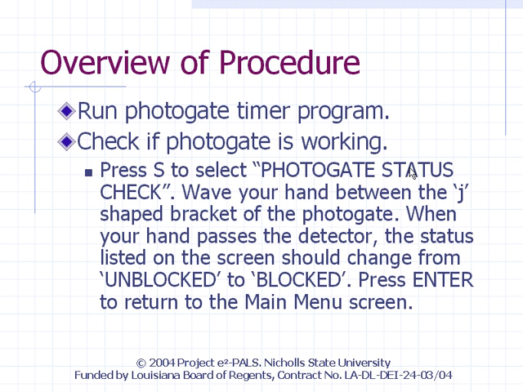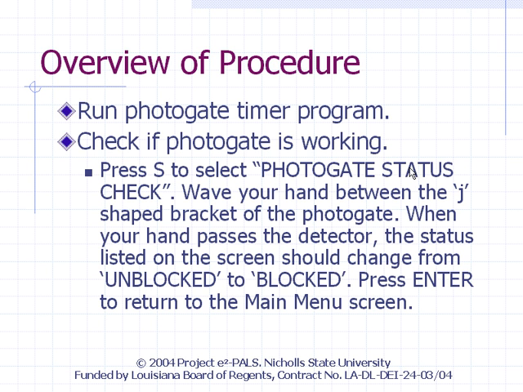Before you drop the picket fence between the J bracket of the photogate detector, first make sure that the detector is working properly and is communicating with the photogate timer program. At the main menu of the photogate timing program, press S to check the status of the photogate. It should say that the detector is unblocked. Wave your hand between the J-shaped bracket as you pass the detector. The status shown on the screen should change to blocked.